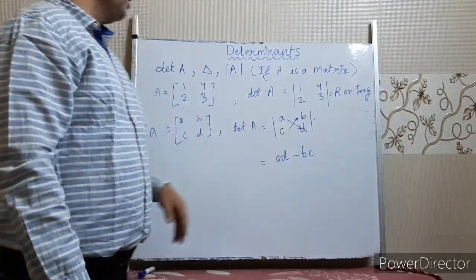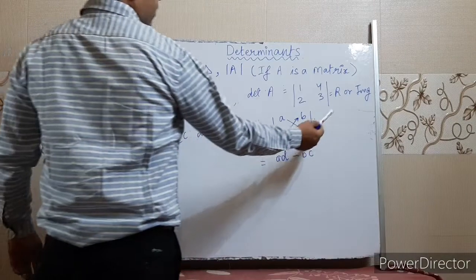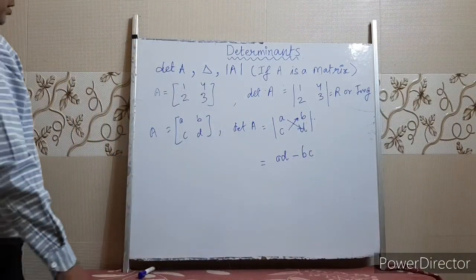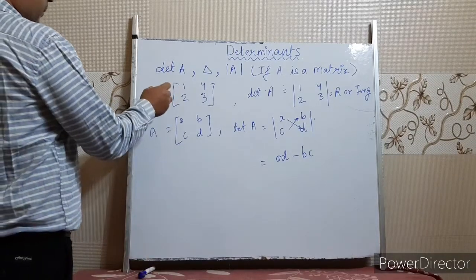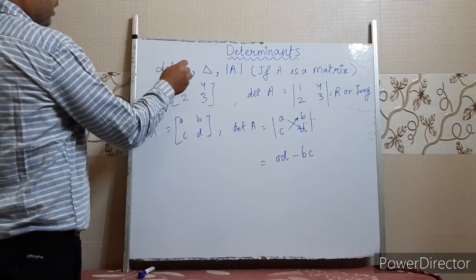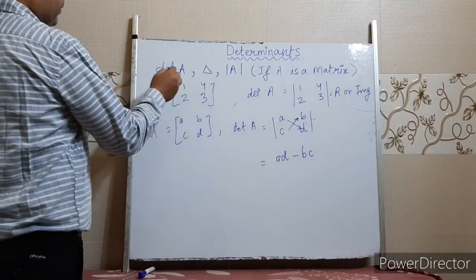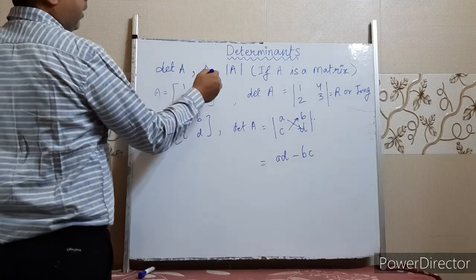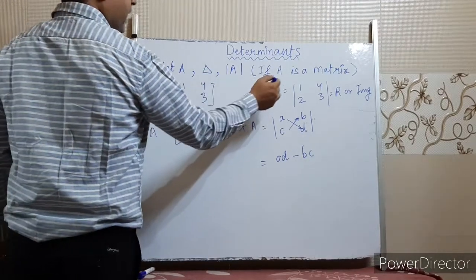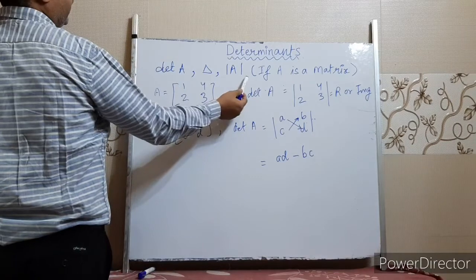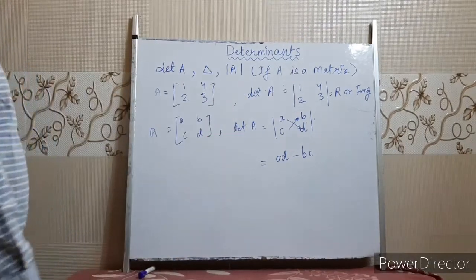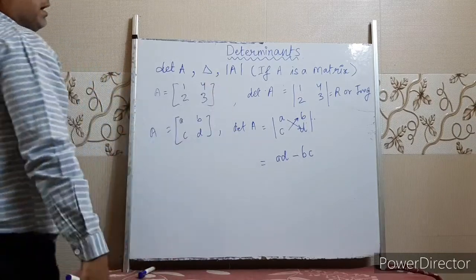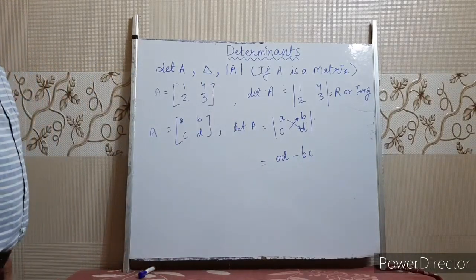Then we can say that the value of this determinant could be either a real number or it could be an imaginary number, right? Determinant of a matrix. Suppose there is a matrix A, then the determinant of A can be represented as det A, delta, or if A is a matrix, then the determinant of A can be represented like this. This is not a modulus, children, because here A is not any number. A is a matrix, right, children?